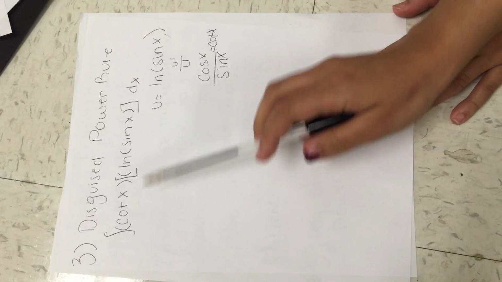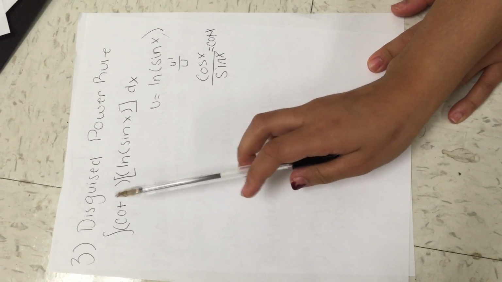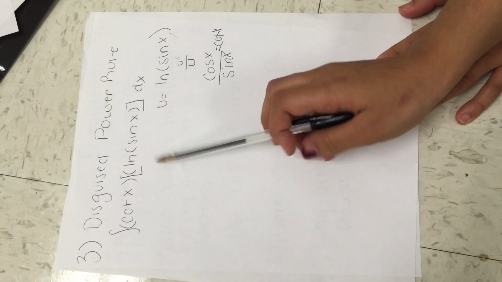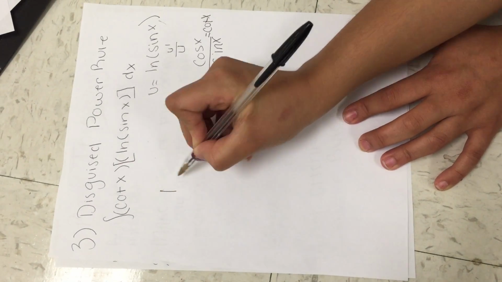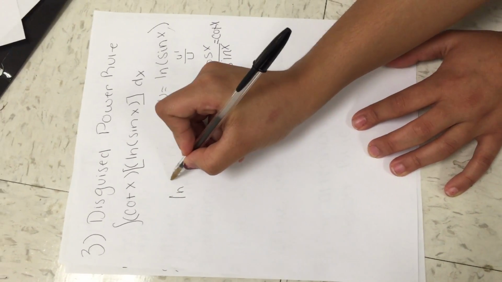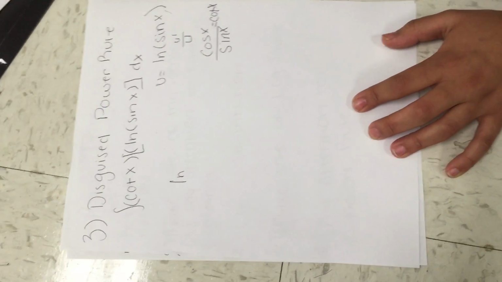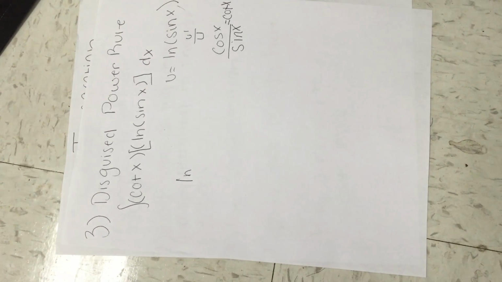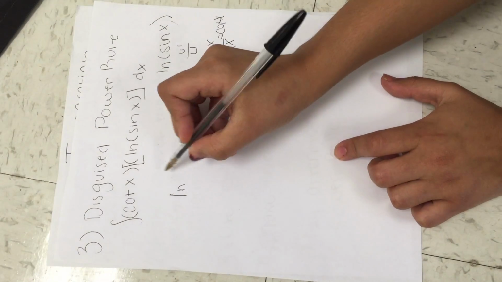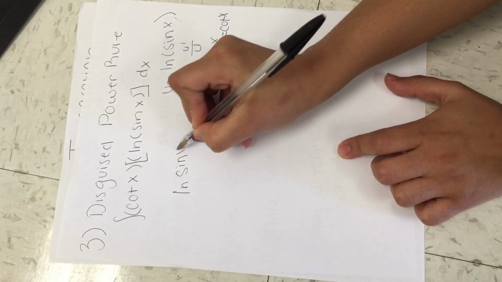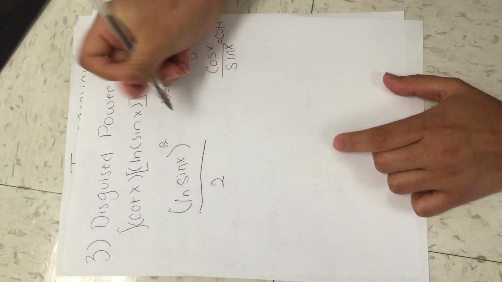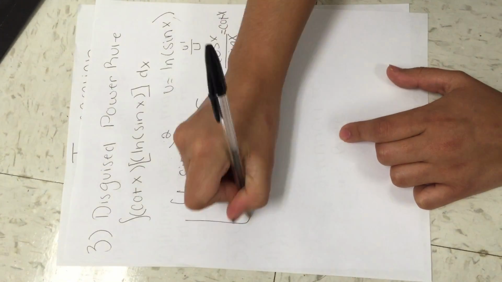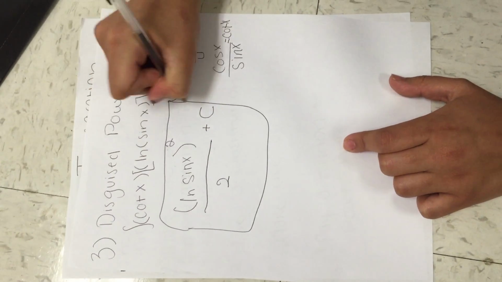So, as you can see, you have the derivative in your integral, which means all you need to do is raise the power, then divide by the power. So you're going to simply take the ln of sine x, and you're going to square that, and then you're going to divide by 2 and then plus c, and that is the answer for that problem. Thank you.